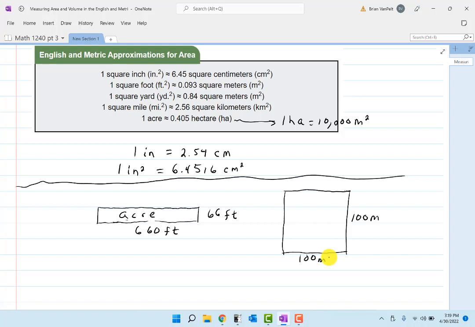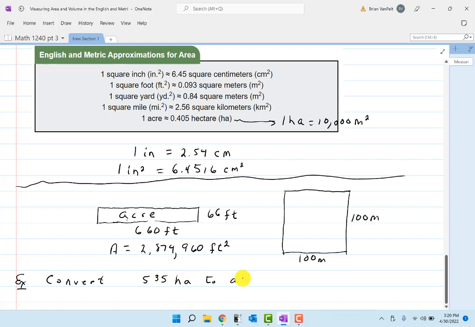Anyways, the area of an acre, if you multiply 660 feet by 66 feet, you end up with 2,874,960 square feet. So my first example is convert .535 hectare to acre.